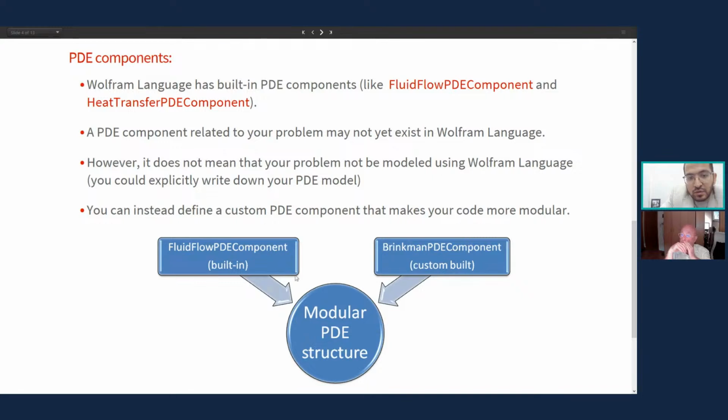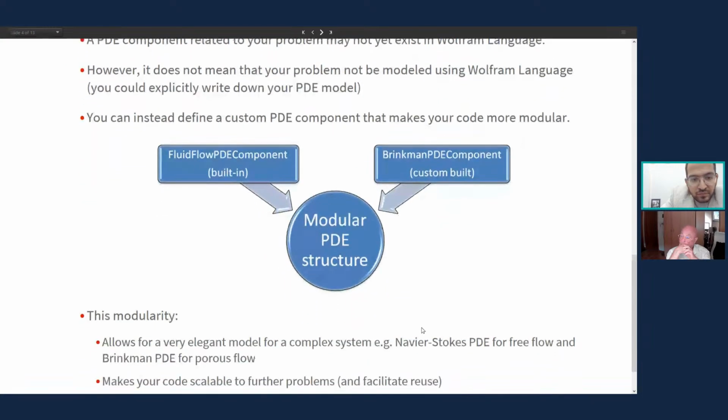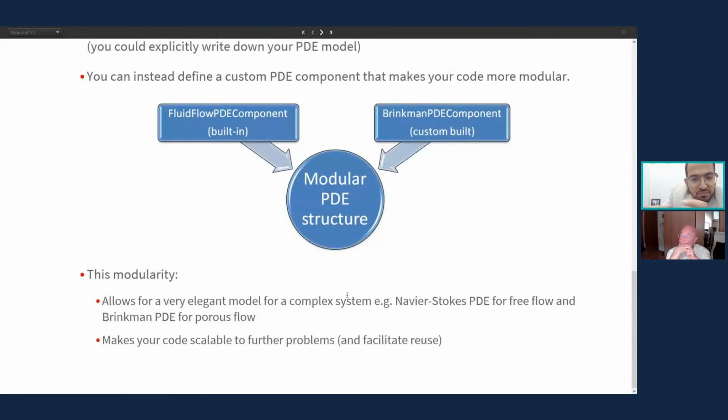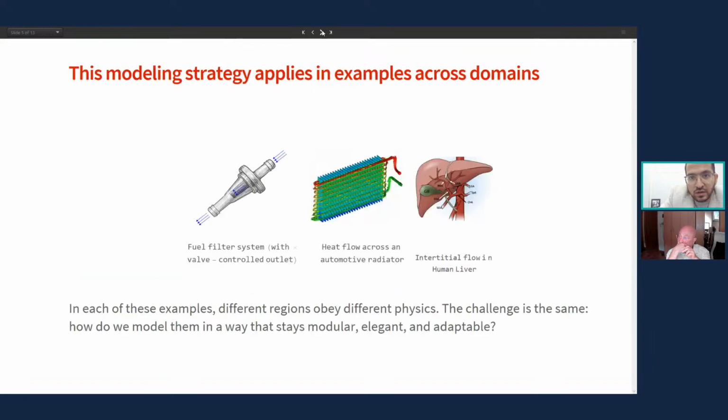So again, you have built-in components, and they can be combined with the custom components to give you a very modular structure of your code when you are modeling problems where different physics apply to different regions in your model. And so this modularity allows for a very elegant modeling of a complex system, such as the Navier-Stokes PDE for free flow and the Brinkman PDE for the porous flow that we just saw earlier. This also makes your code more scalable to further problems, and facilitates the reuse of your equations or your code for various different problems, whatever you're working on.